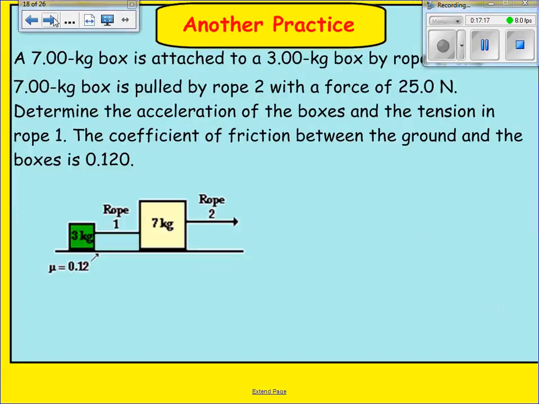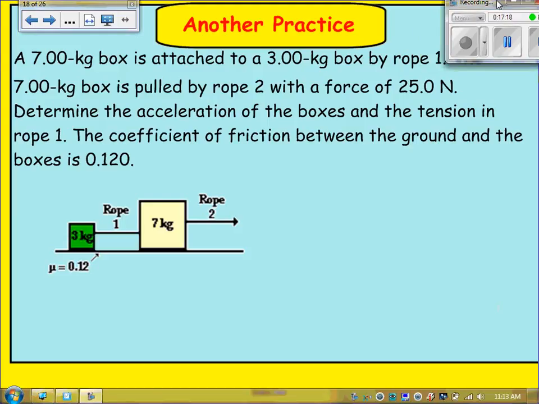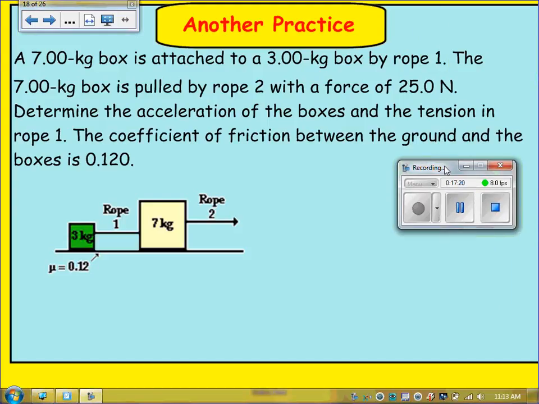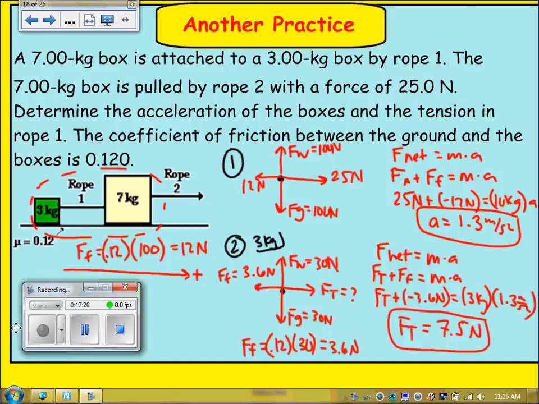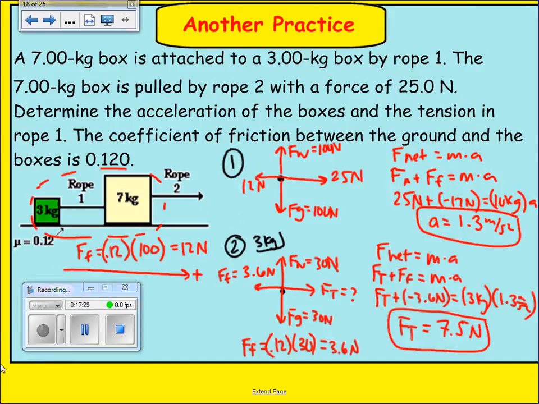All right, last practice problem right here. I want you to go ahead and read this problem, so pause the video, read it, and then hit play to resume. Okay, so go ahead and take a look at the solutions here.